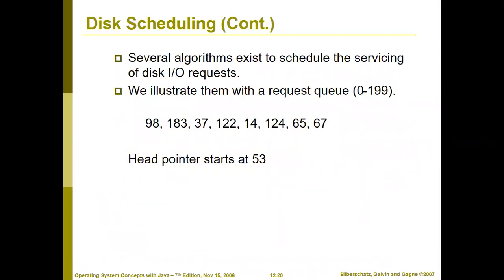Now, here we are starting the disk scheduling algorithms. There are different types of algorithms. Mainly there are 6 algorithms we need to study in this class. Several algorithms exist to schedule the servicing of disk I/O requests. We illustrate them with a request queue from 0 to 199, and these are the requests. The head pointer starts at 53.